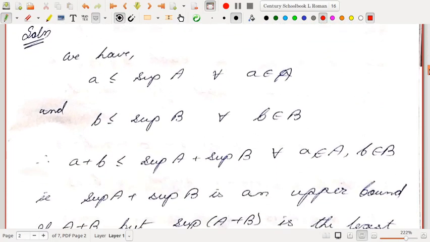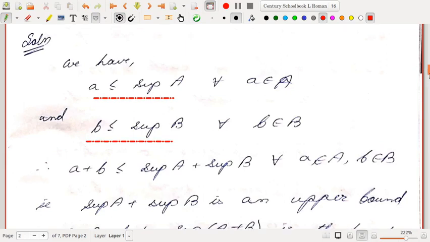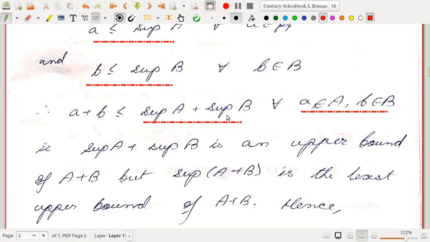So first of all, we have a less than or equal to supremum of A for every a inside A, because supremum is the least upper bound, so it is one of the upper bounds. And b is less than or equal to supremum of B for every b inside capital B. So if you add them up, a plus b will be less than or equal to supremum A plus supremum B for every a inside A and b inside B. That means this quantity supremum A plus supremum B is an upper bound of the set A plus B.